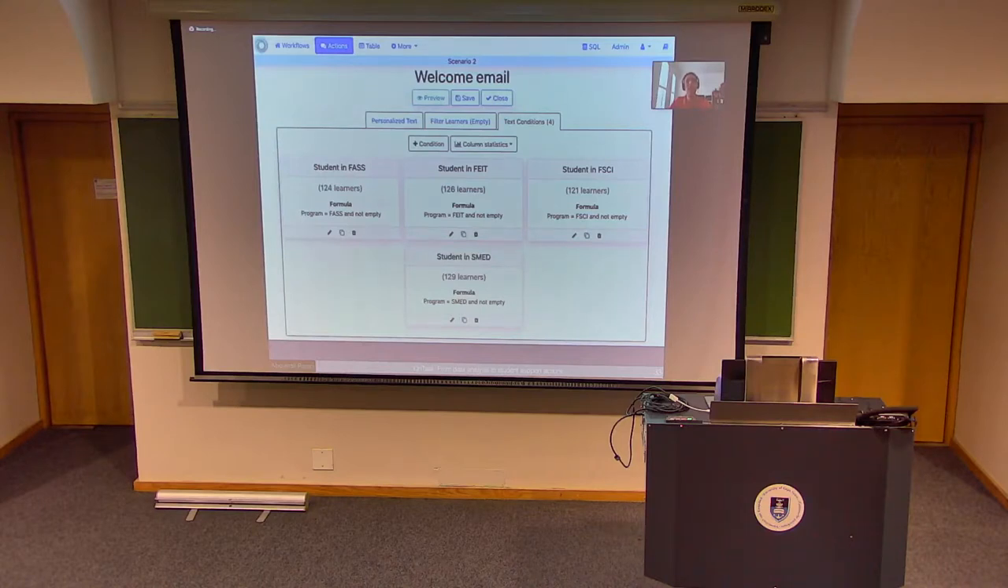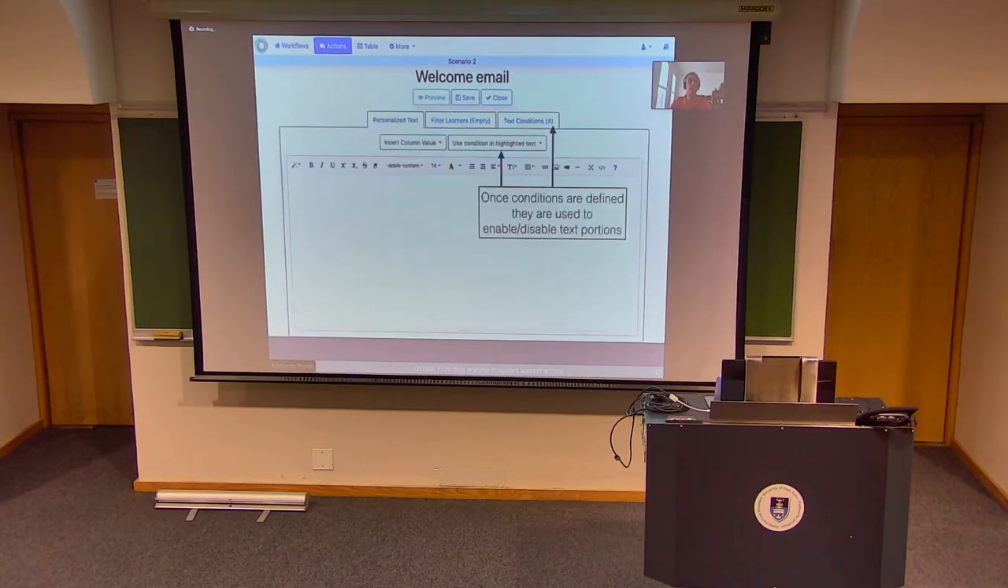I hope this makes sense, because this is where everything gets together. Now we go back to the editor. We have four conditions in there, and a new menu appears at the top, one that allows us to use the condition in highlighted text. So this is what we do.